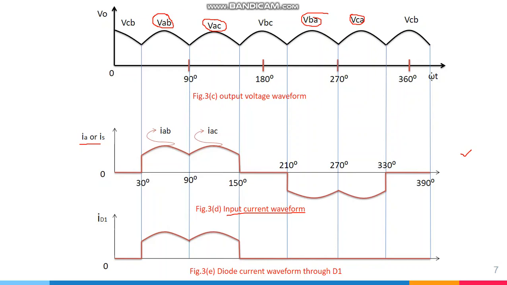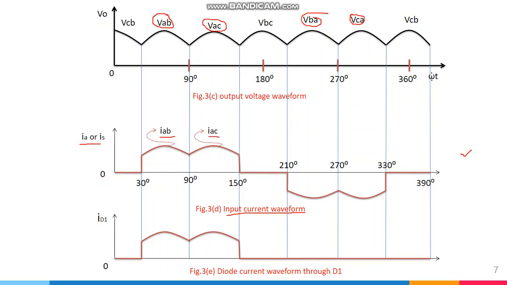So when VAB is positive, the current drawn from this sequence will be positive as well. The current corresponding to VAB is IAB, and it is similar in shape to the voltage waveform. And similarly, when we have voltage VAC obtained at the output, the current corresponding to VAC is IAC.